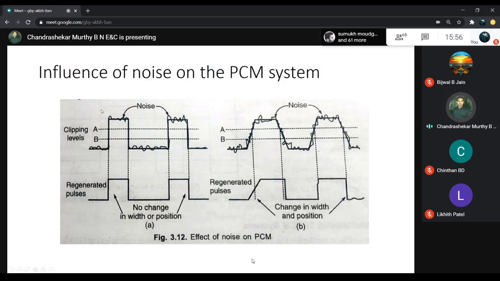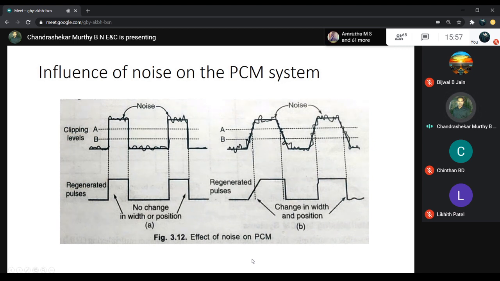If you consider this one, only the amplitude part is affected. That can be recovered using regenerative pulses, so there is no change in the width or position. The only thing is that PAM will be affected in the amplitude part. With respect to other types like PWM, PPM or PCM, pulse code modulation also, it is not affected in this figure. Similarly, here also.